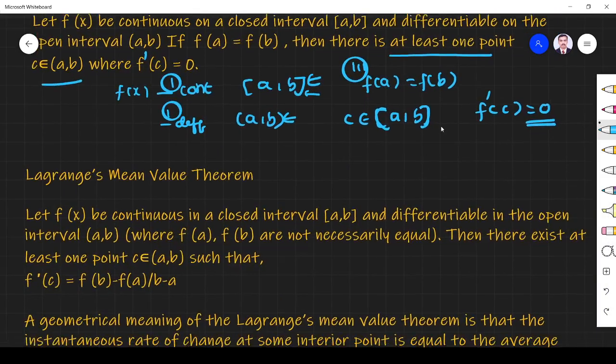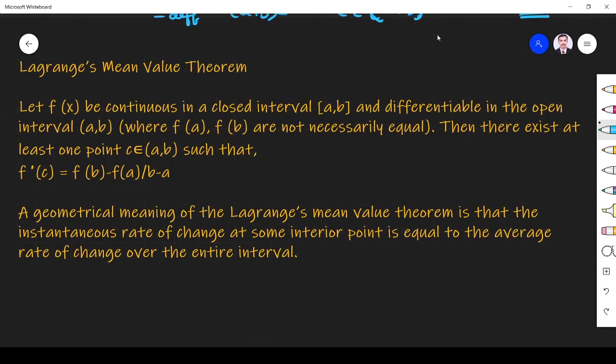Okay, next another important theorem is Lagrange's mean value theorem. Here also, the function f of x must be continuous as usual, in the closed interval a to b, and differentiable in the open interval a to b, where f of a and f of b are not necessarily equal. Here we don't need to check f of a is equal to f of b.